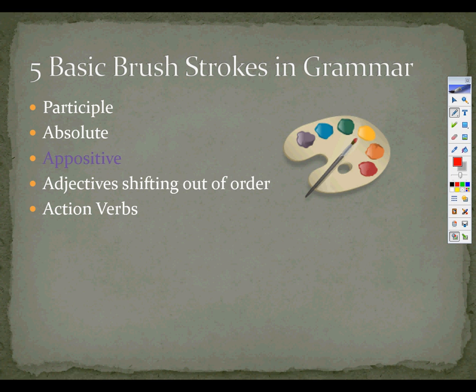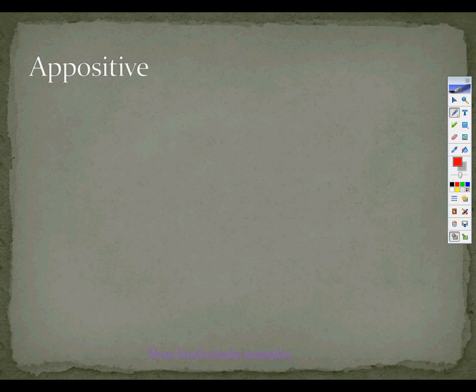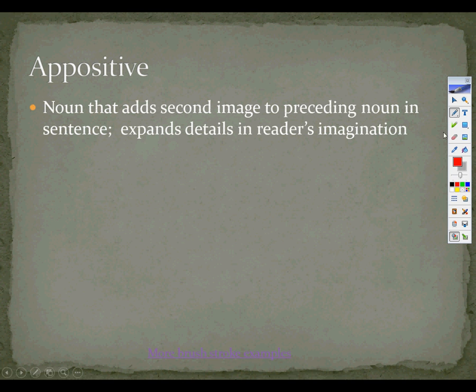So as you learn these, and I've broken it up into two videos, you're going to want to focus on learning appositive and adjectives out of order in sequence with each other, because again, they're closely related and they're easily mixed up. So appositives. I want you to think of appositives in this fashion.